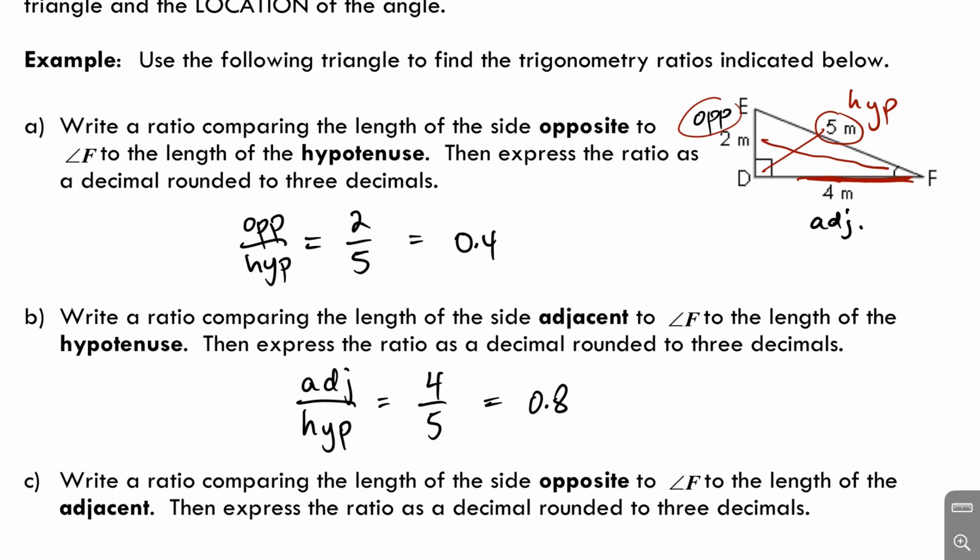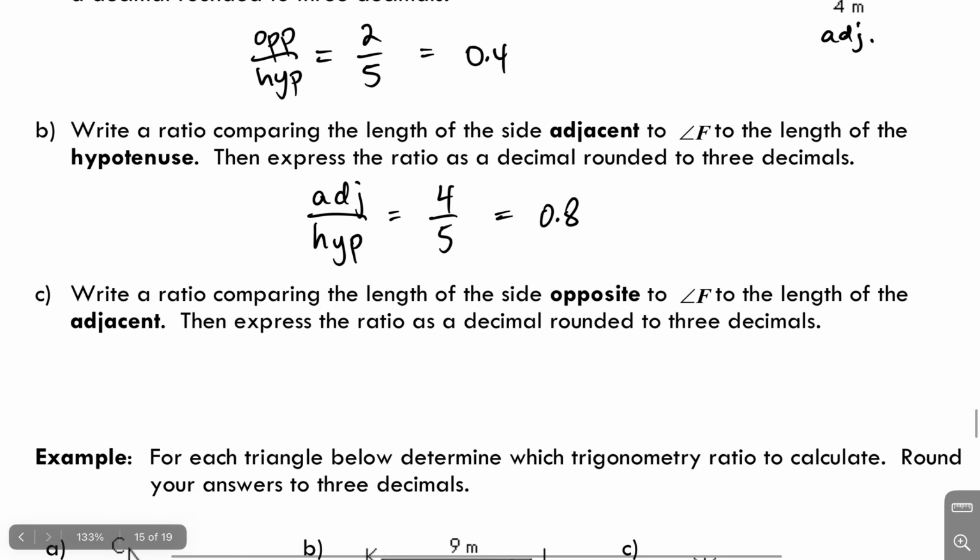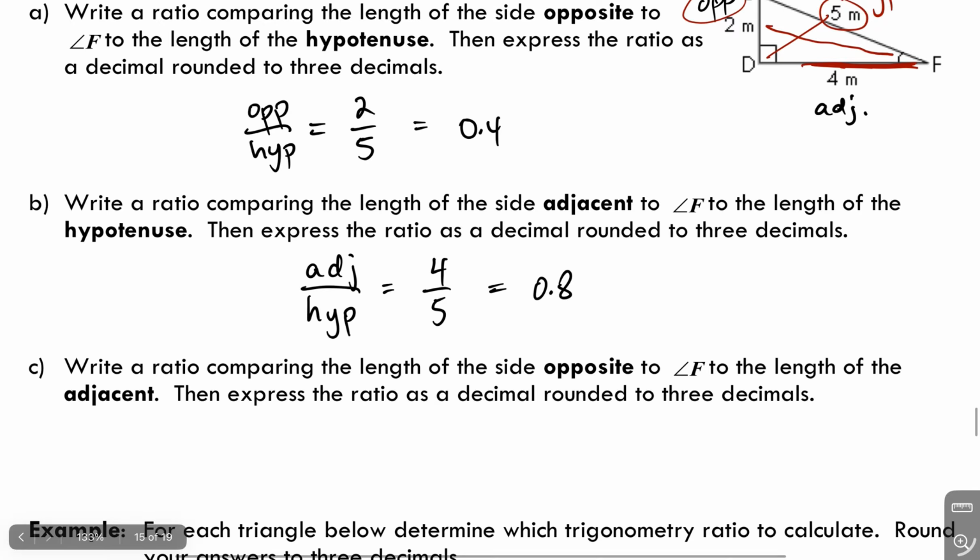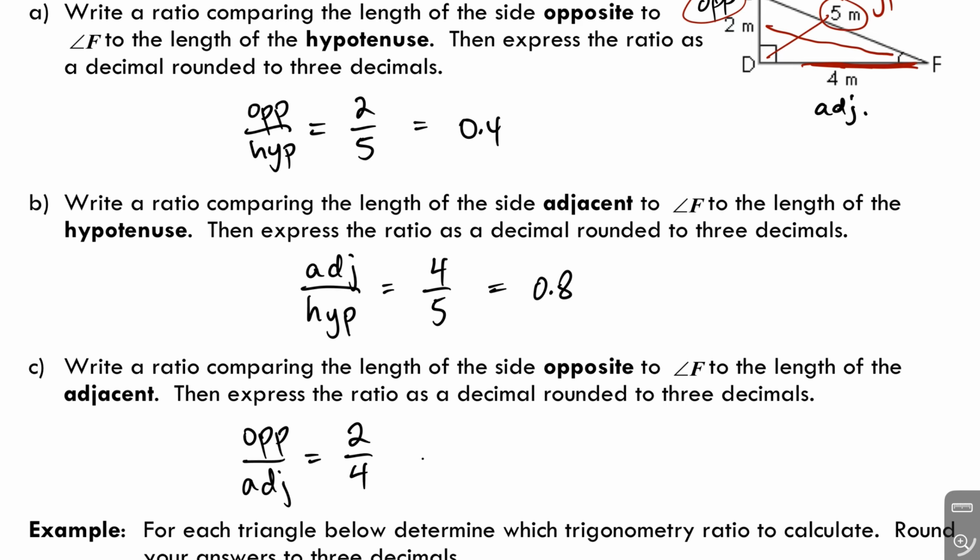Now we're going to write a ratio for part C. Write a ratio comparing the length of the opposite side to the adjacent side and express the ratio as a decimal. So we write the ratio of the opposite side on top divided by the adjacent side on the bottom, and that's 2 over 4. And 2 over 4 is equal to 0.5.